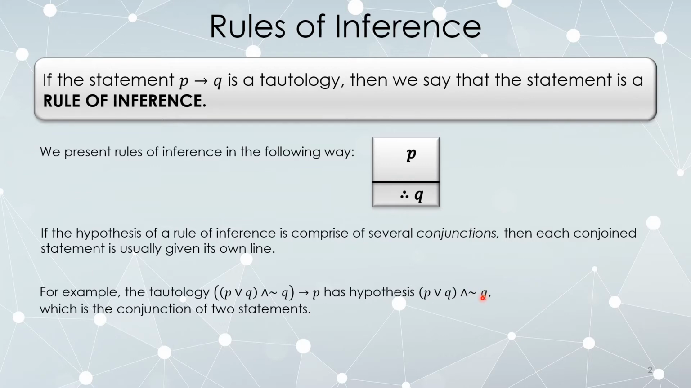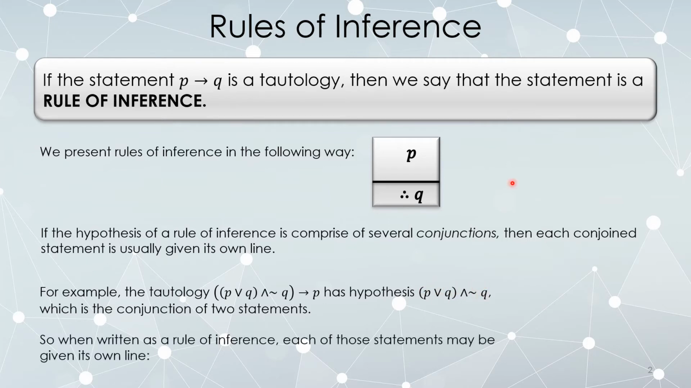Does that have a conjunction of several statements? Yes, it's the conjunction of this disjunction and this negation. So since we can have two statements conjoined together as the hypothesis, when we write it as a rule of inference, each of those things can be given their own line, as follows. As soon as you see it written like this, you would say P or Q and not Q implies P. Or P or Q and not Q, therefore P. This triangle of dots is frequently spoken out loud as "therefore."